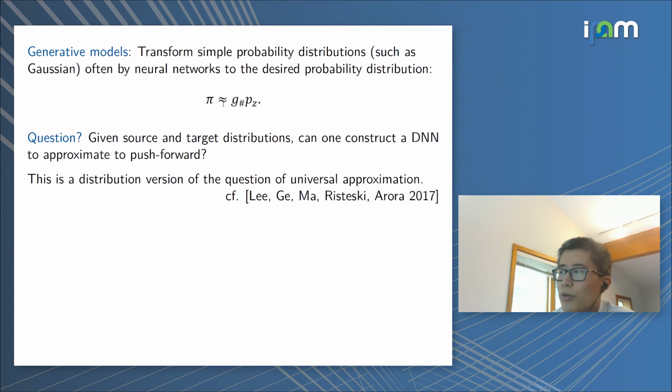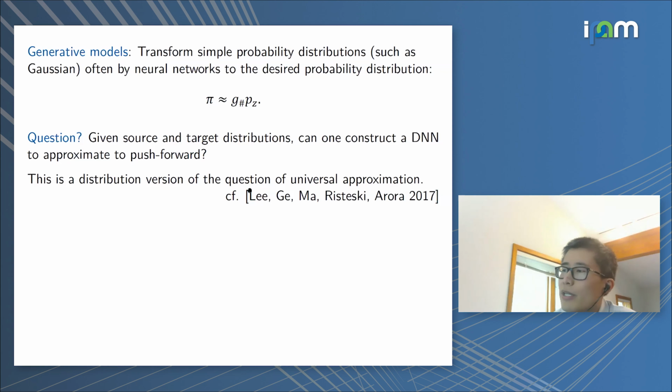These results are called universal approximation results. And here, the question we want to ask is just an analog of this kind of question of universal approximation on the level of distributions. So we want to say that if you give me a distribution, whether you can find this map. And I think before our work, this question is rarely asked.